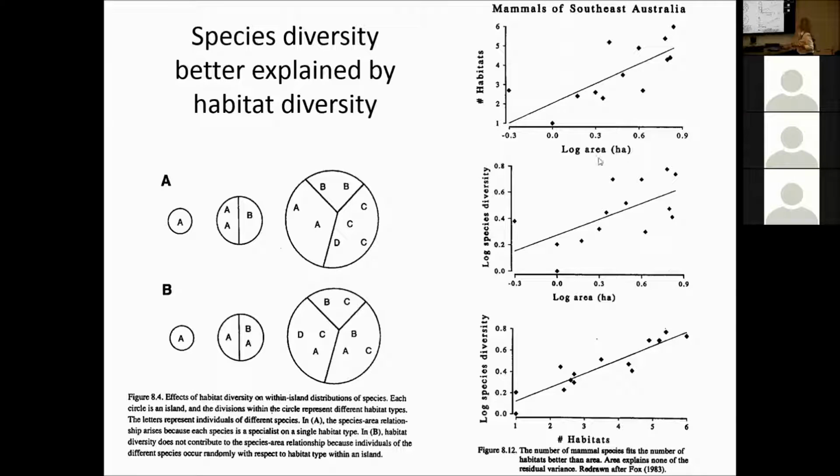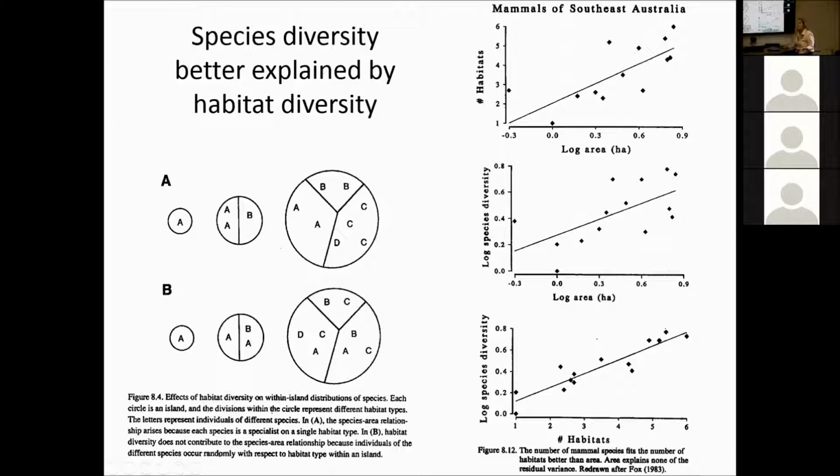What we have is a relationship where, as you increase the area of these fragments in Southeast Australia, you also increase the habitat diversity. So there are more habitats and larger patches of these forests. You also find this relationship between area and the number of species, or species diversity.